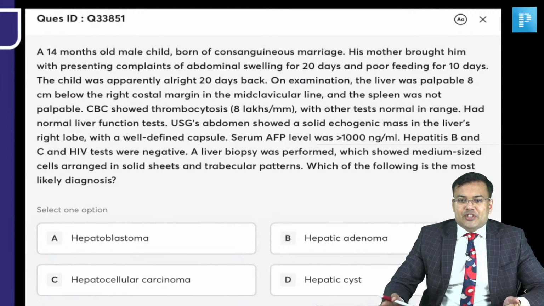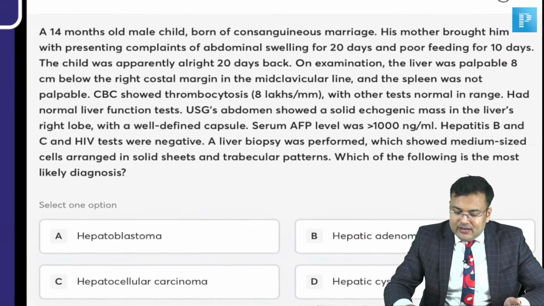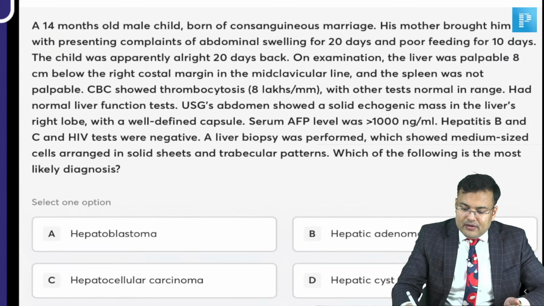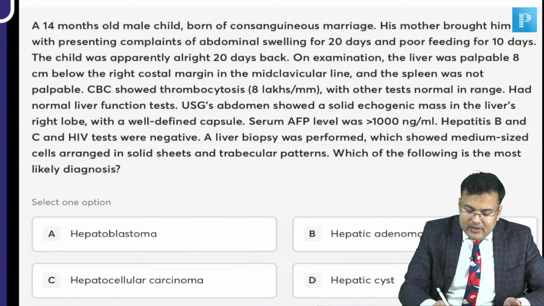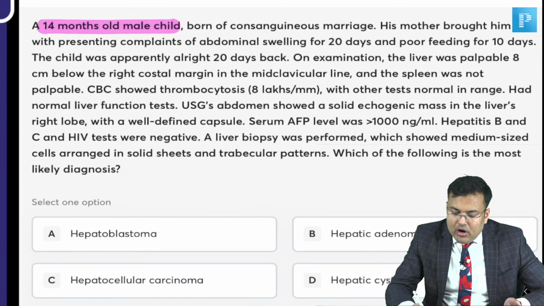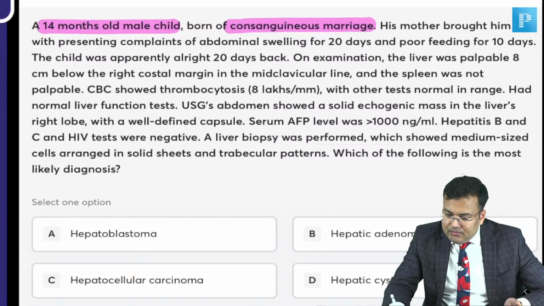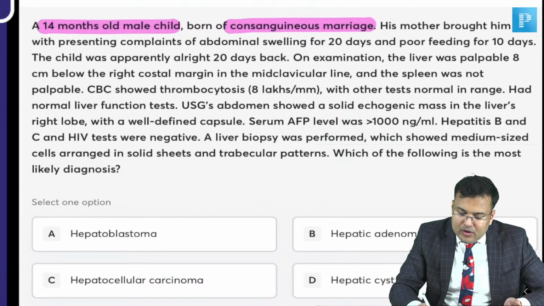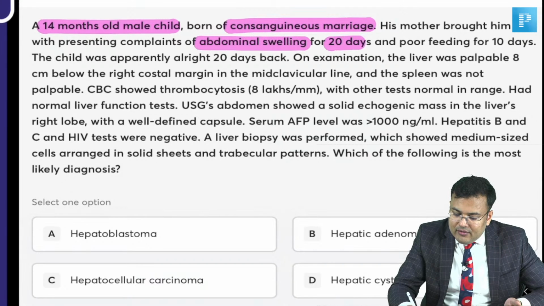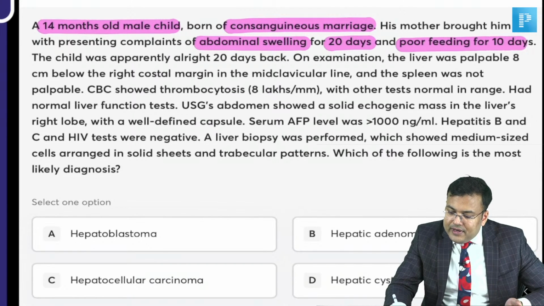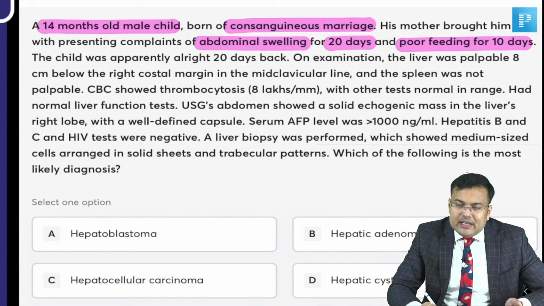Next, big question. No need to worry. Just read it. Easy question. First, see: a 14-month-old male child, born of consanguineous marriage. Mother brought him with presenting complaints of abdominal swelling for 20 days and poor feeding for 10 days. Child was apparently alright 20 days back.